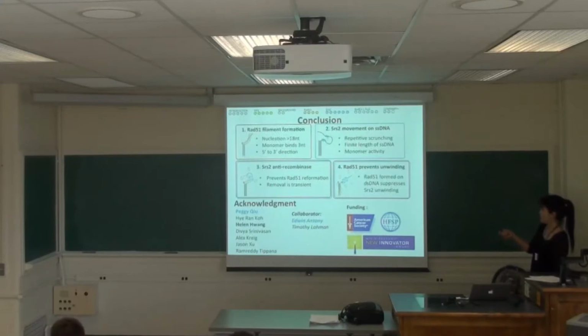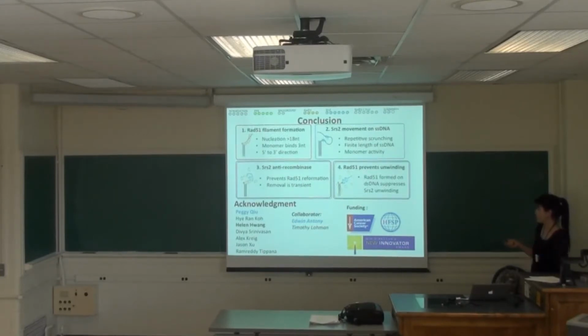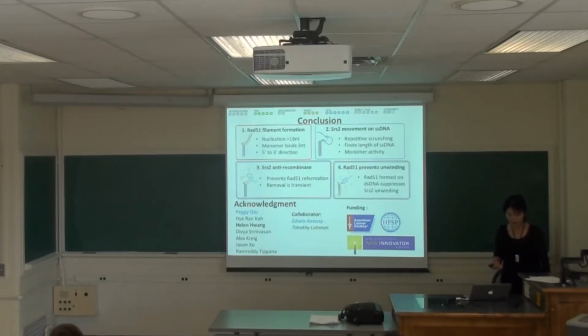So this is the summary. Rad51 forms one monomer at a time. Nucleation requires 18 nucleotides, and it forms in this direction. Srs2 does this unexpected repetitive scrunching, a motion on a finite length of DNA, and it is a monomer activity. It uses that activity to prevent Rad51 reformation. However, it is only transient. And we also learned that Rad51 formed on duplex suppresses the unwinding by Srs2.